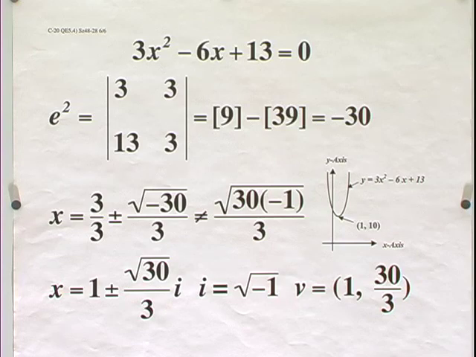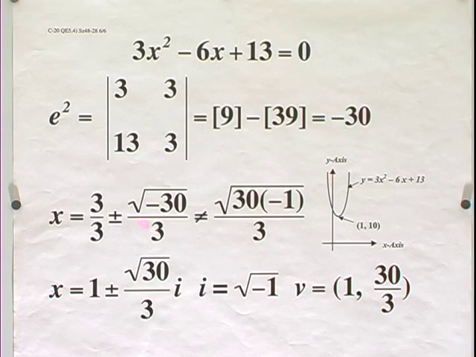The vertex will be that 1, that's the x-coordinate, and it'll be minus this, minus a minus is a plus 30, divided by a. So when you do this, we get 10, 1 comma 10. There it is right there. And then it does not cross the x-axis. That's what we mean by complex numbers.